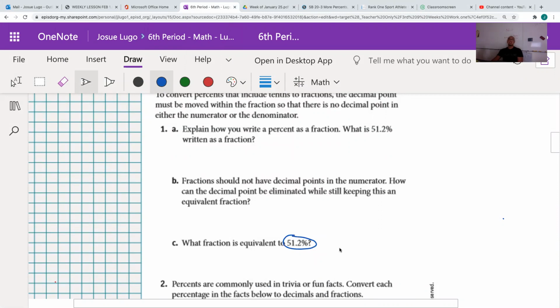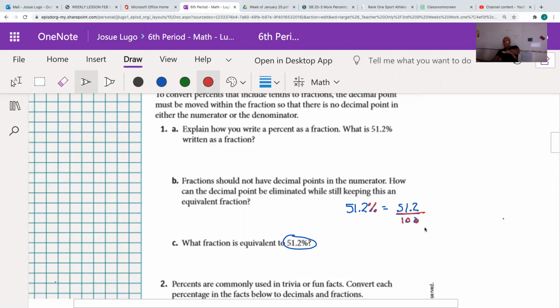51.2%, and we want to change that into a fraction. Anytime, ladies and gentlemen, that you have a percent, please remember that that percent can be written as a fraction by simply taking the percent sign off, leaving that number there, and putting that number over 100. In many ways, the percent symbol becomes the fraction bar and the 100 below it. 51.2% is 51.2 over 100.